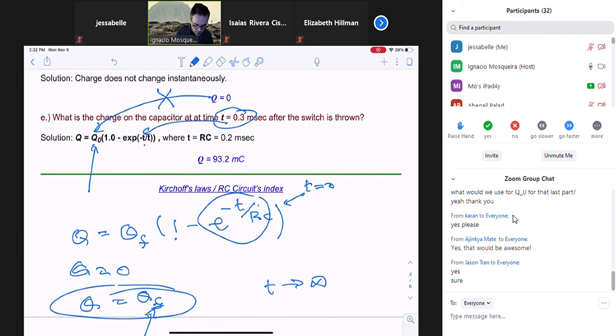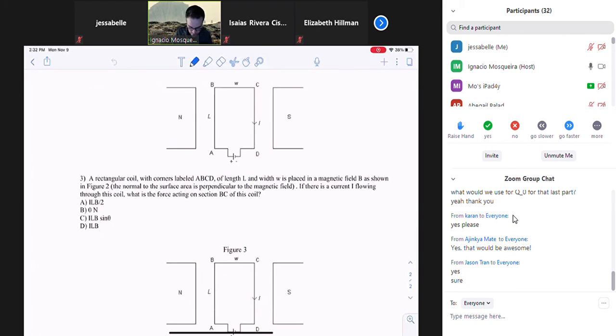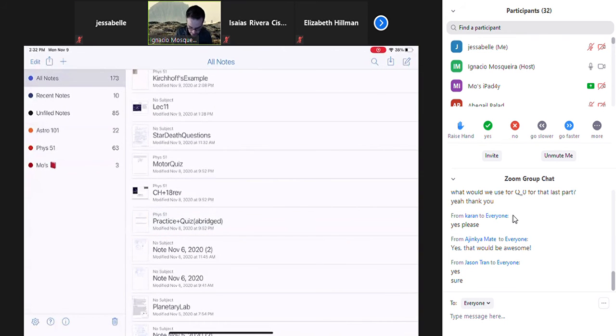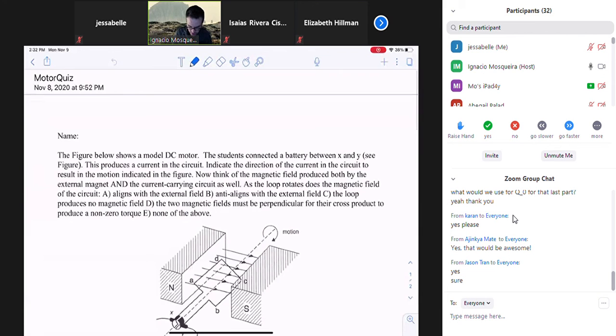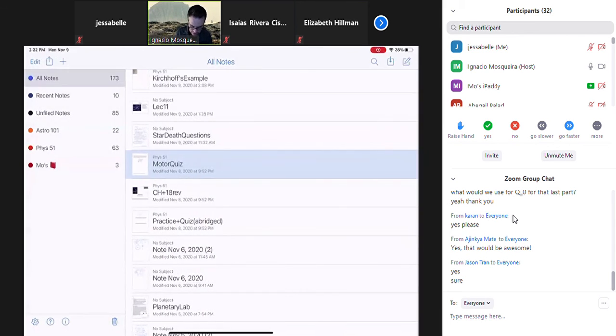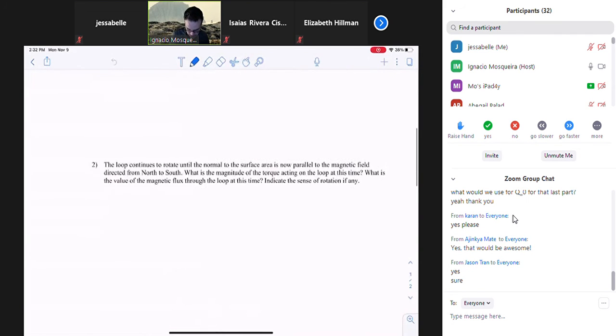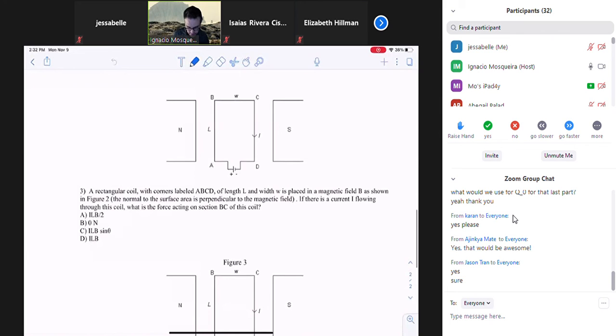Okay. Since we have a little extra time, let's see what else we can do here. By the way, these two things are already on Canvas. So let's try one of the two. This motor quiz is also on Canvas. Let's try this one here. Yeah, let's just do this one, right here.